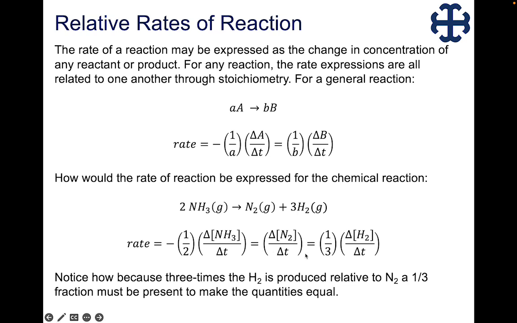That'll be equal to our products, because we just have a 1 with N2. This would be just 1 over 1 for our stoichiometry, so we just leave that out. Our change in concentration of N2 over change in time, and then 1 over 3 for H2. Something I'd like to point out here is that because we're going to produce 3 moles of H2 for every mole of N2 we produce, we need a 1/3 present in order to basically make those rates even, okay?